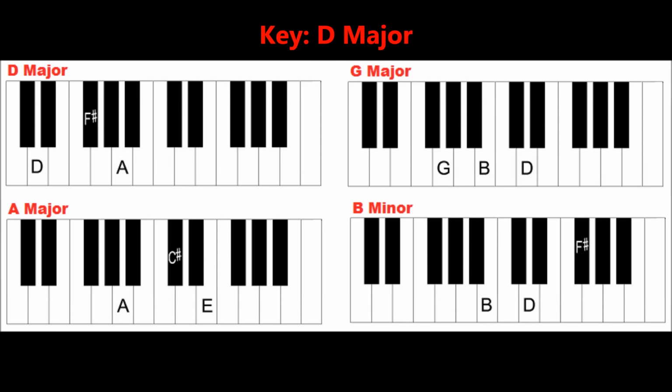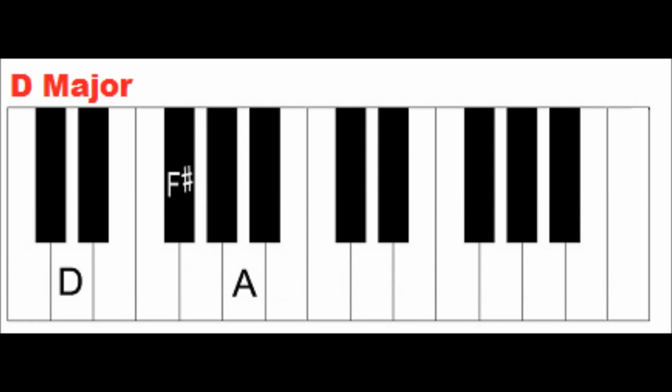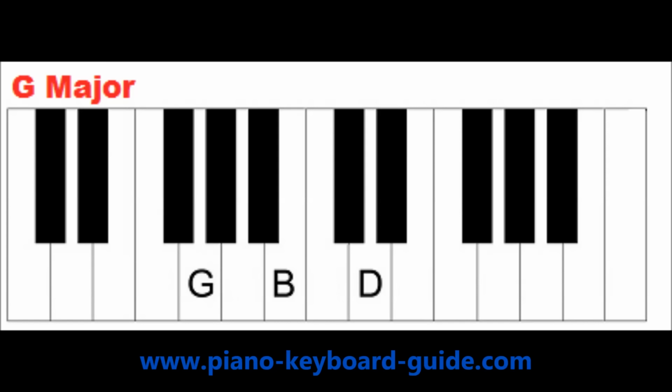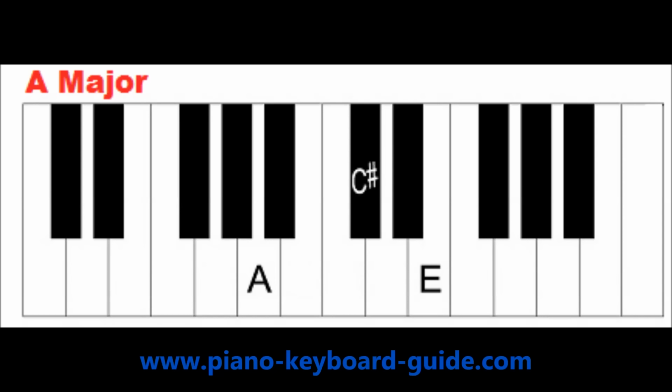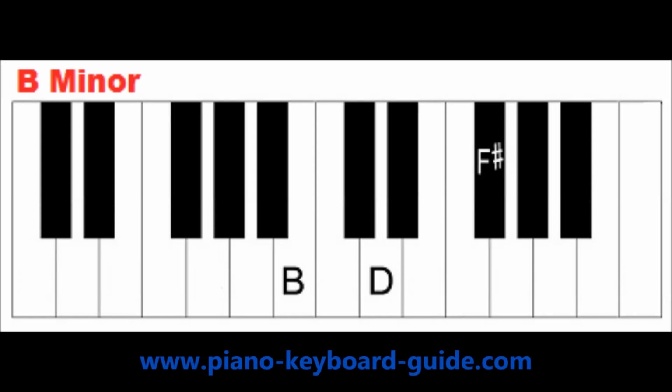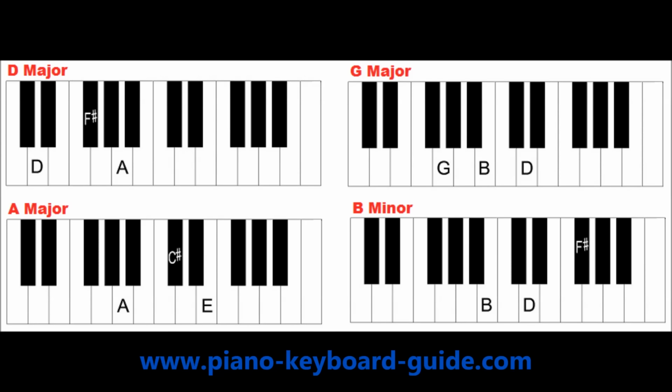D is another beautiful key to play songs in. The chords in the key of D are D, G, A, and B minor. The notes of the D chord, as we've seen, are D, F sharp, A, while the notes of the G chord are G, B, D. The notes of the A chord are A, C sharp, E, and the notes of the B minor chord are B, D, F sharp. There are two black keys, or two sharps, in the key of D.